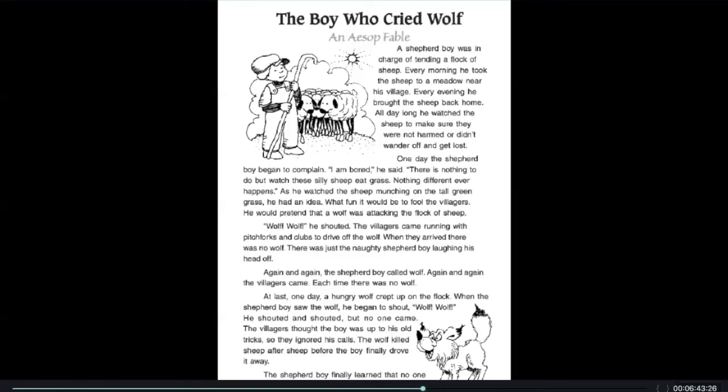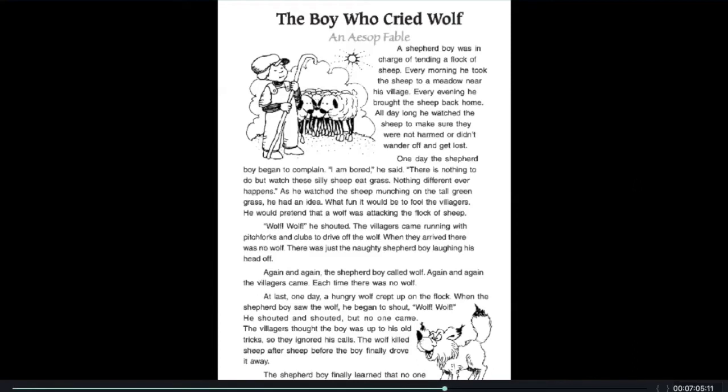Again and again, the shepherd boy called wolf. Again and again, the villagers came. Each time, there was no wolf. At last, one day, a hungry wolf crept up on the flock. When the shepherd boy saw the wolf, he began to shout, "Wolf! Wolf!" He shouted and shouted, but no one came.